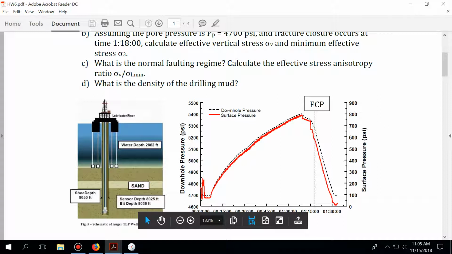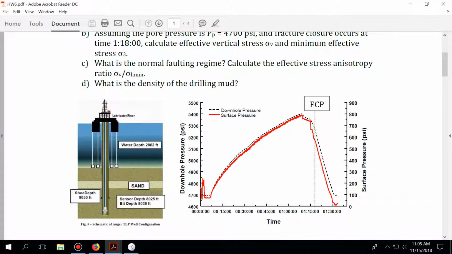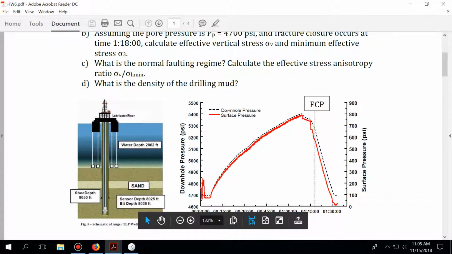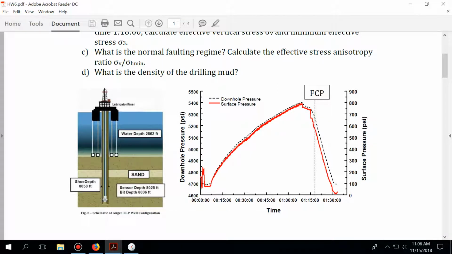So you see at the beginning, if you're not applying anything, your surface pressure is going to be zero. As you start to pump fluid quickly, your surface pressure is going to go up, and of course, your downhole pressure is going to go up too. But remember that at the beginning, the downhole pressure is not zero. Surface pressure may be zero, but downhole pressure is not zero. So that additional difference is going to depend on the density of the fluid.